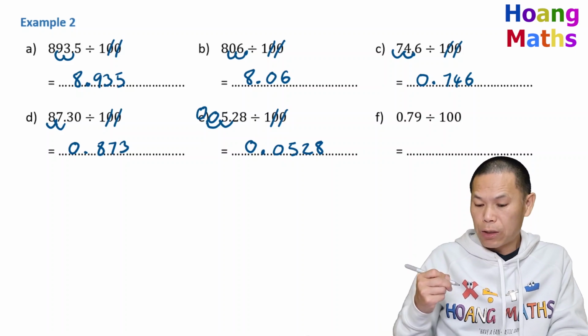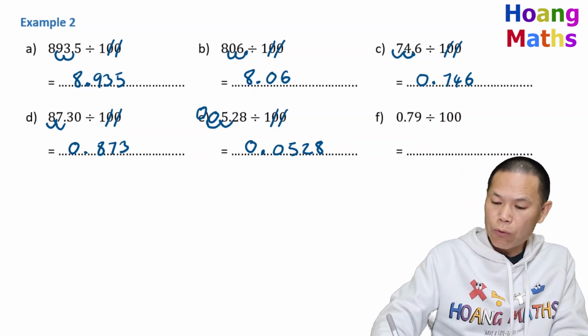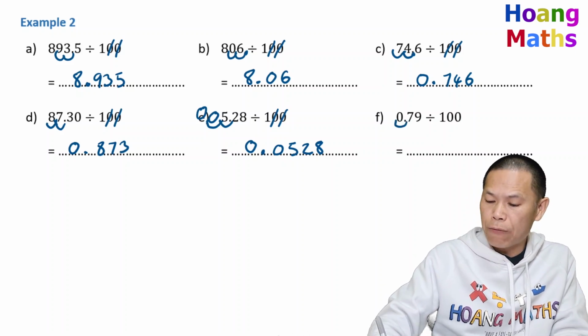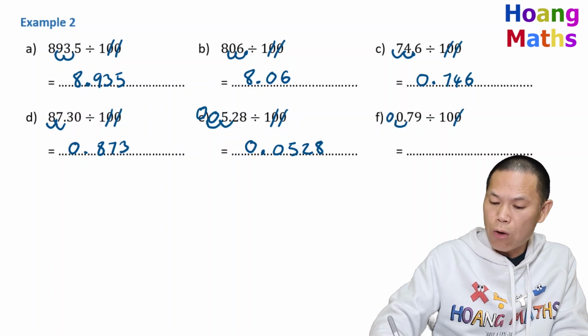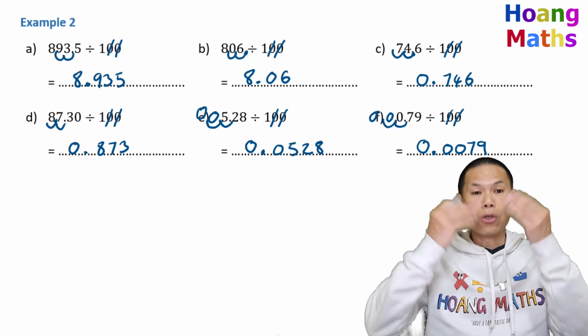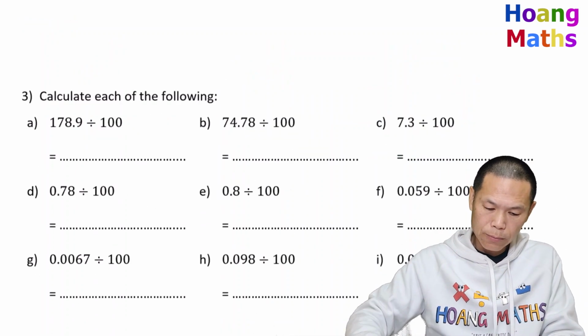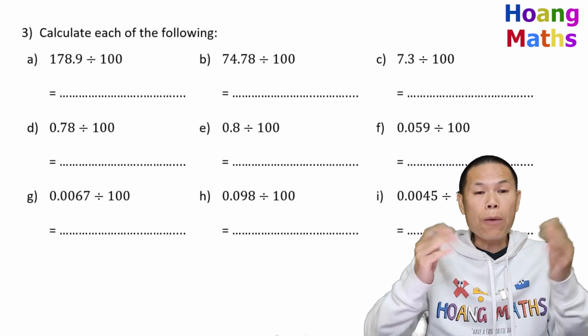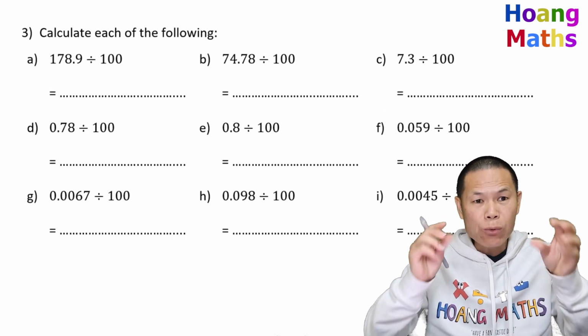Part F. So we divide by 100. So we move this to the left, we cancel, put a 0. We move 1 more time, we cancel. So 0 here. So that is 0.0079. So there you go. Please stop the video and try this one yourself.